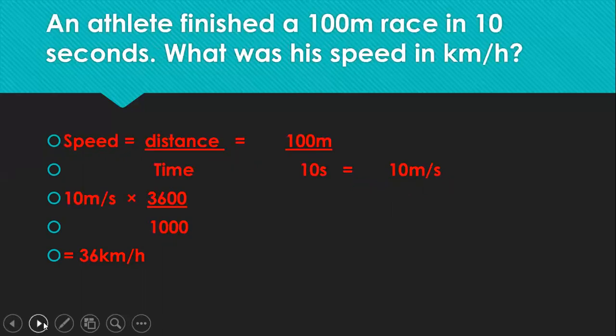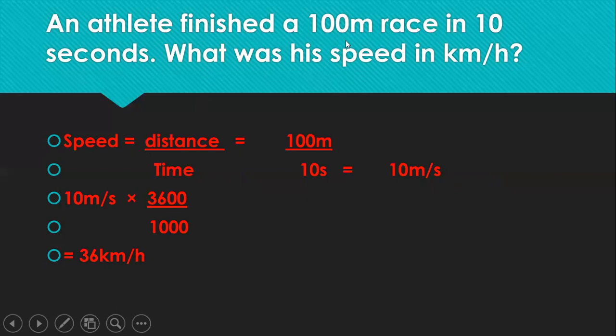So back to our last example for today. An athlete finished a 100-meter race in 10 seconds. What was his speed in kilometers per hour? So the key word here is kilometers per hour. And all of you know the formula of finding speed. Speed is equal to distance over time from our previous examples. So this distance of 100 meters was covered in 10 seconds.